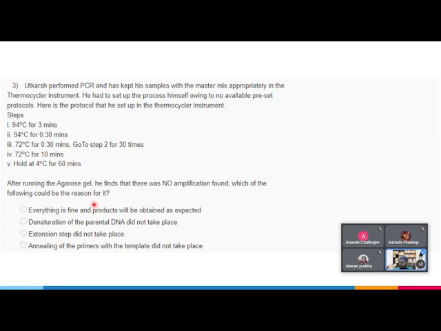So you can go ahead and put whatever you think is the correct one in the chat box. Why do you think that there was no amplification found? Sharan and Arushi both say that it is D, annealing of the primers to the template did not take place.